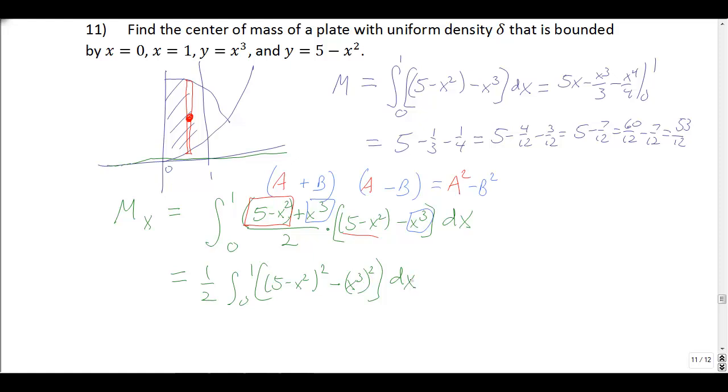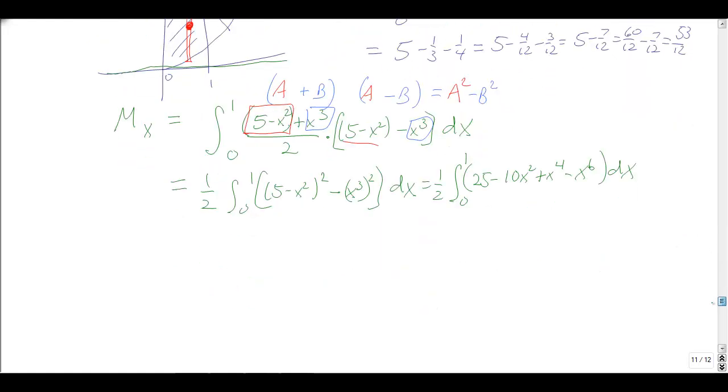dx. So this one, I'm just going to go and expand these. I get a 1/2, integral 0 to 1. Let's see, I get a 25 minus 5 times x squared is 5x squared times 2 is 10x squared plus x to the 4th. I'm going to get a minus x to the 6th. A little bit messy, but I can work through this. So I get a 1/2, whoops, no more 0 to 1. Let's integrate. I get 25x minus 10x cubed over 3 plus x to the 5th over 5 minus x to the 7th over 7 from 0 to 1.